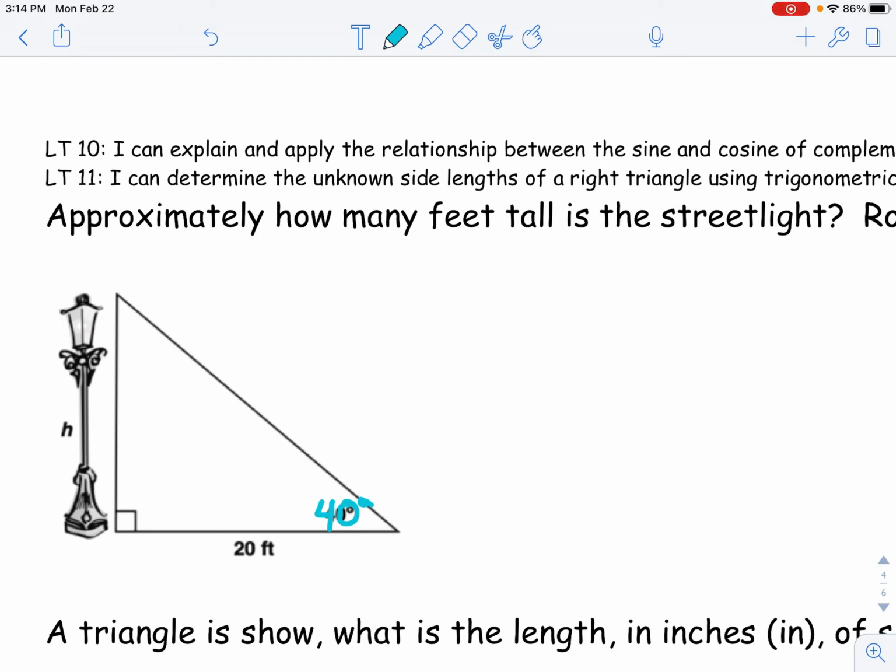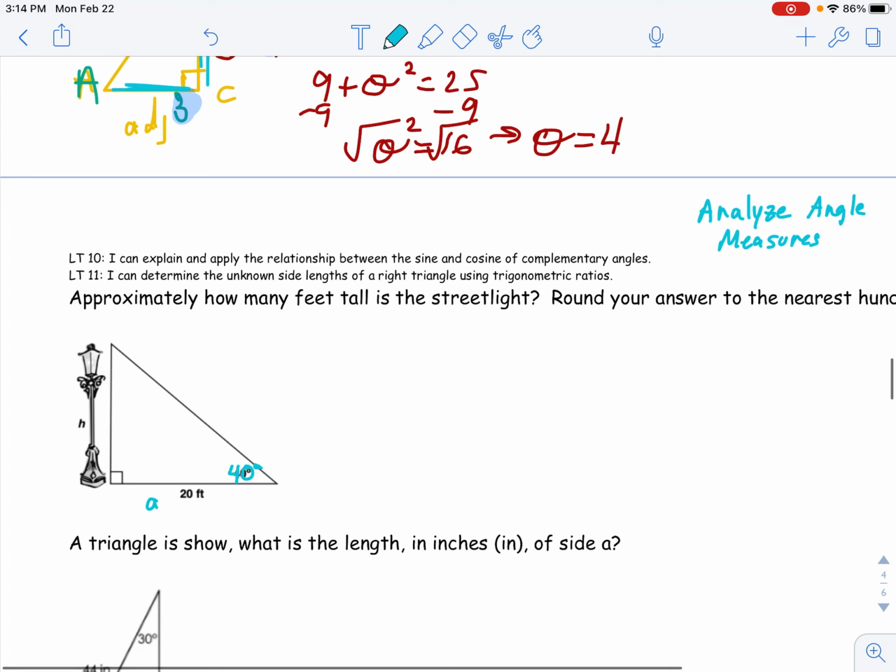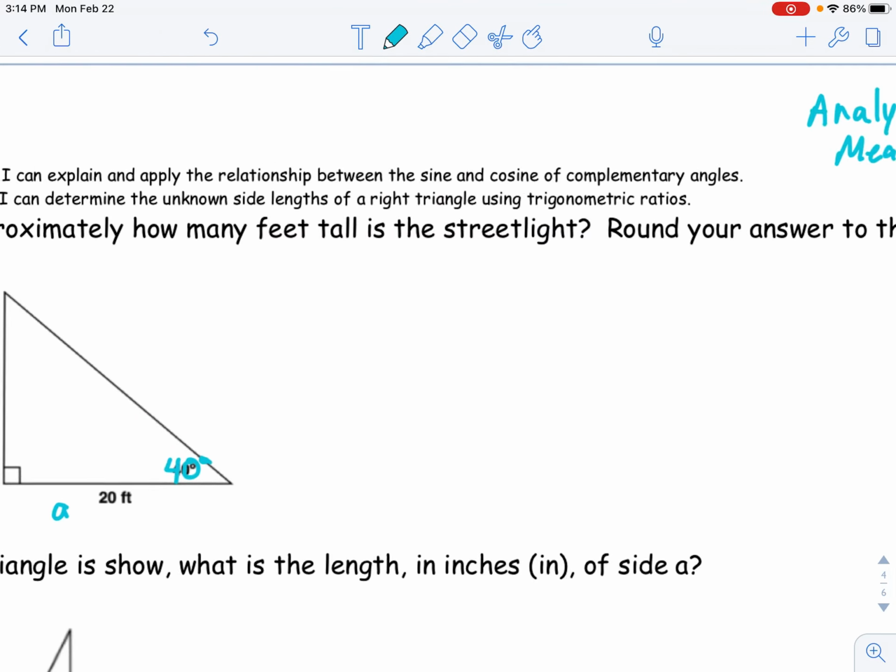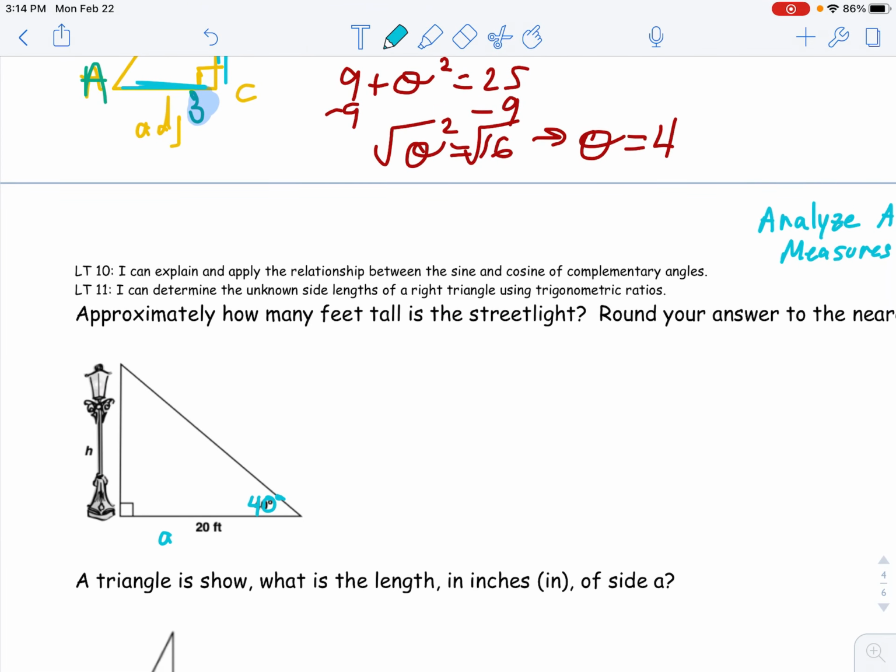40 degrees, we don't really know anything cool about triangles with 40 degrees. We know this is the adjacent side, the height of the lamppost that we want to find. So approximately how many feet is the street light? We're going to round our answer to the nearest hundredth. This says H, but it's actually the opposite side. So again, maybe you're also going to write SOH CAH TOA.